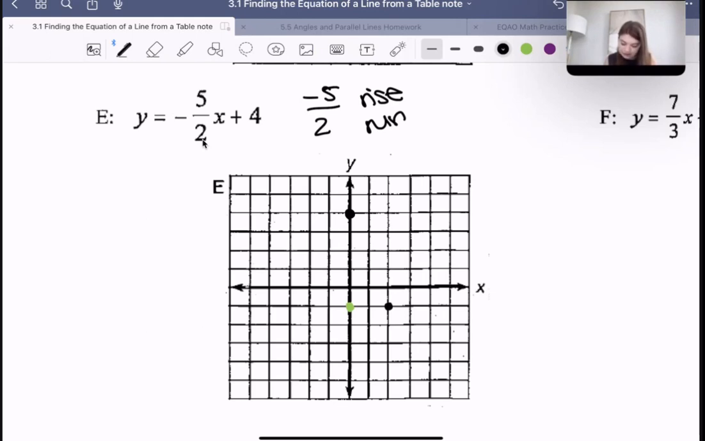Now, let's say the rise is plus 5, right? I would get up to here, 1, 2, 3, 4, 5, so I go off the grid actually, and then negative 2 for run, I would get here, so I'd go 1, 2 to the left. So either way, it's not going to get us the same dot, whether we put it on the top or the bottom, but it is all part of the same line.